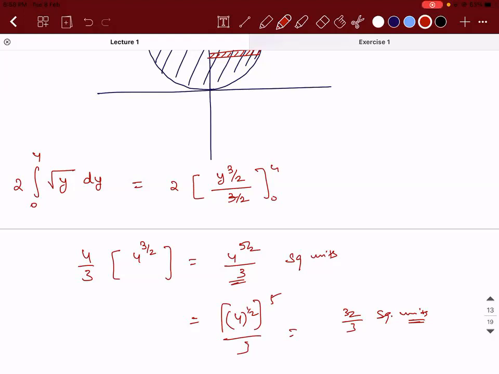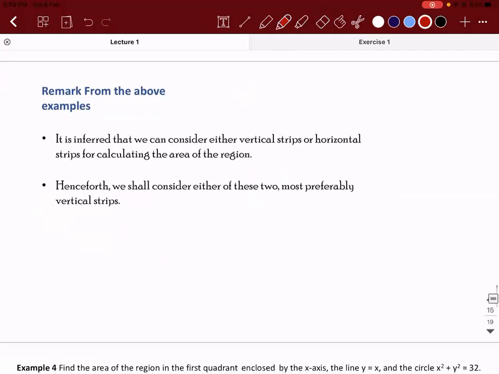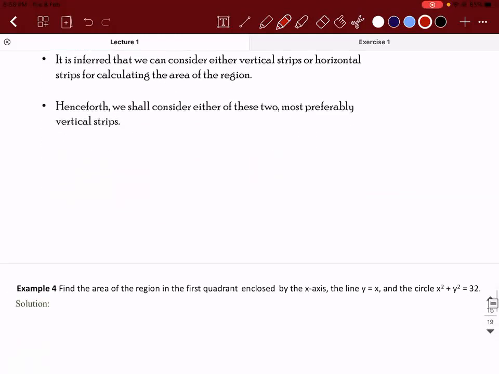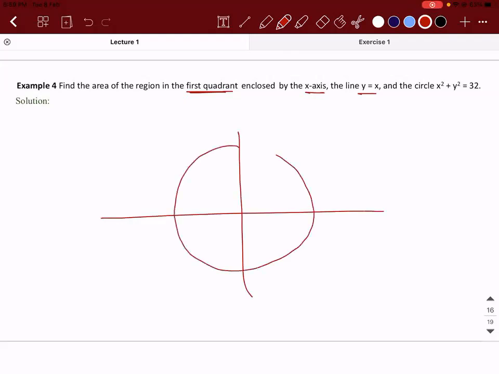Next. Find the area of the region in the first quadrant enclosed by the x-axis, the line y is equal to x, and the circle x square plus y square is equal to 32. So if I take this line, x square plus y square is equal to 32 is there, no? I'll take something like this. So y is equal to x is a line of this format, and x-axis.